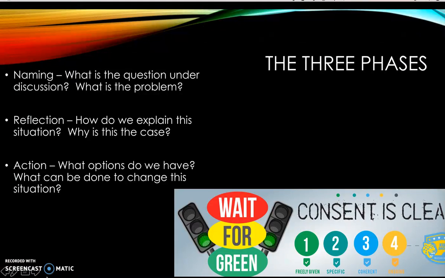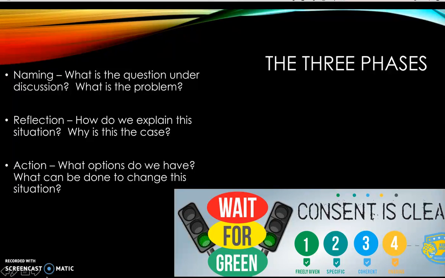So Frere's model has three phases, which are the naming, the reflection, and the action phases. So I want to go over these very briefly before we go on. The first phase is the naming phase, and this is where it's asked, what is the question under discussion and what is the problem? So in this step, equal partnership and discussion is emphasized between the two groups, and for this program, it would be the students, older and younger, as they both work on identifying problems as well as determining priorities.